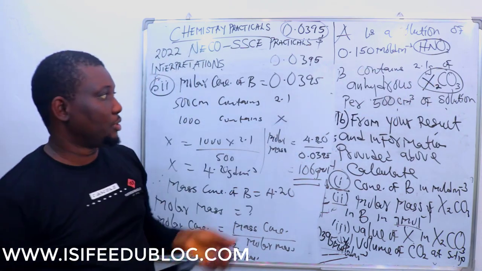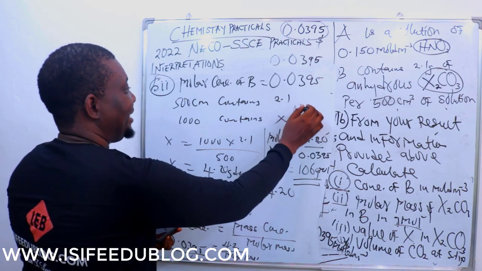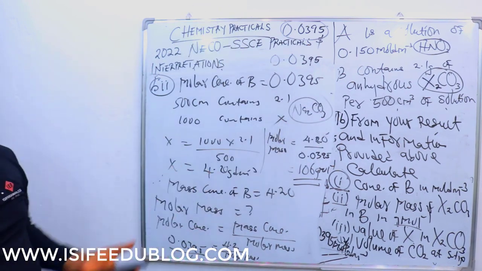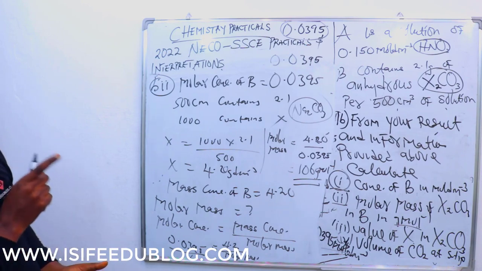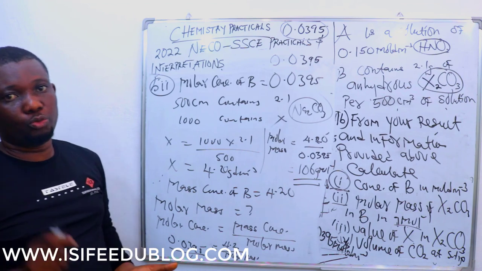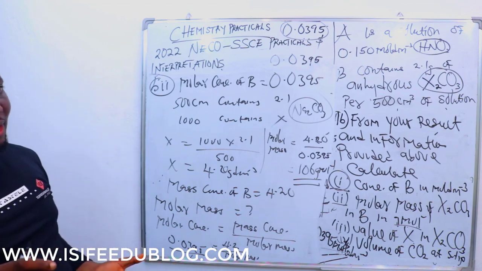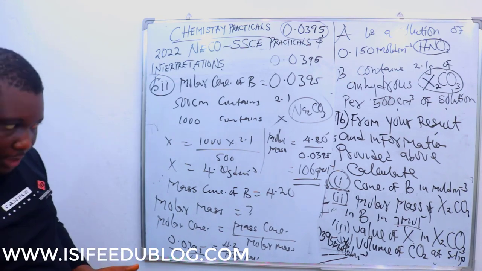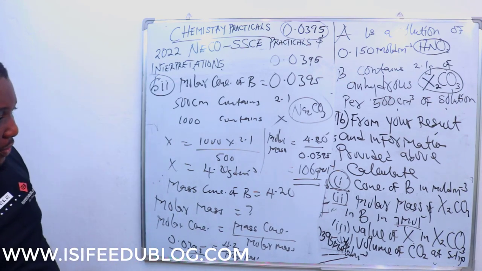106. And it has confirmed that X is definitely going to be Na, because the molar mass of Na2CO3 is 106. So that is going to give us a clue that the value of X should be 23. But we're going to find out via calculation and know exactly that what we have is exactly 23. That X should be suspected to be sodium, whose relative atomic mass is 23. But that will be what we're going to find out in the next question.